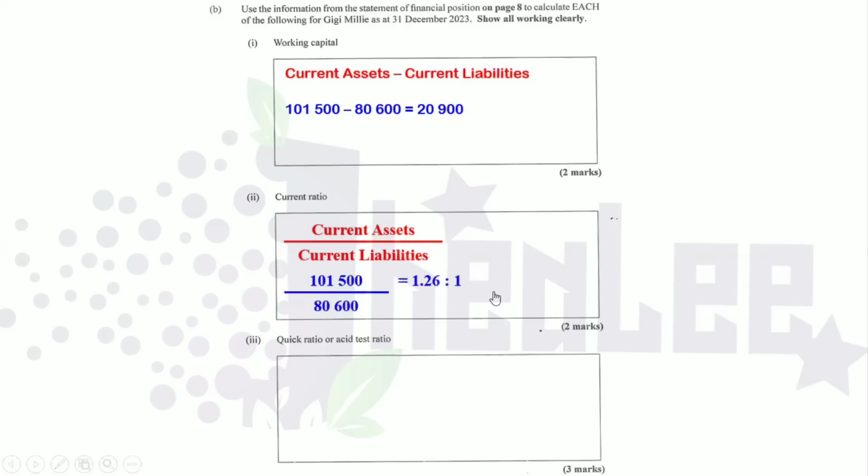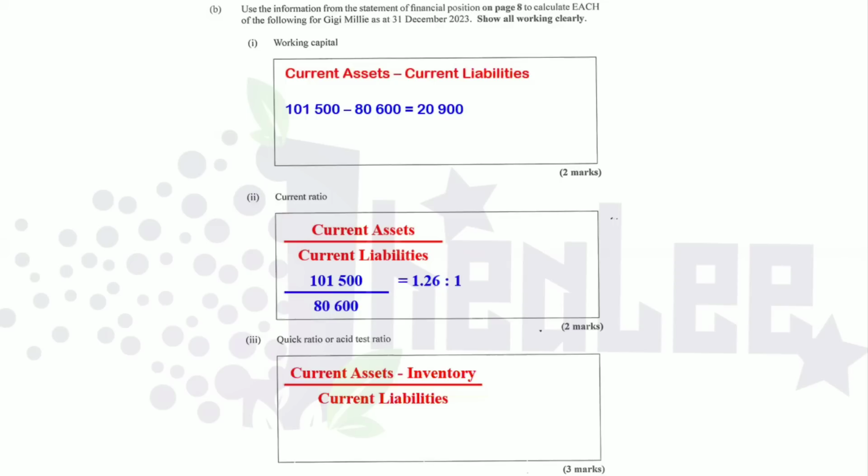Now, the next ratio that we're asked to calculate is the quick or acid test ratio. And this ratio gives you a better test of the business's liquidity over the current ratio. So let's proceed to calculate that. But what's the formula in calculating your quick ratio, which is your acid test ratio? That is the current assets minus inventory, which is the closing stock, divided by your current liabilities. And the aim is to find out if you're to close off your current liabilities, do you have enough current assets remaining without relying on your stock to do so?